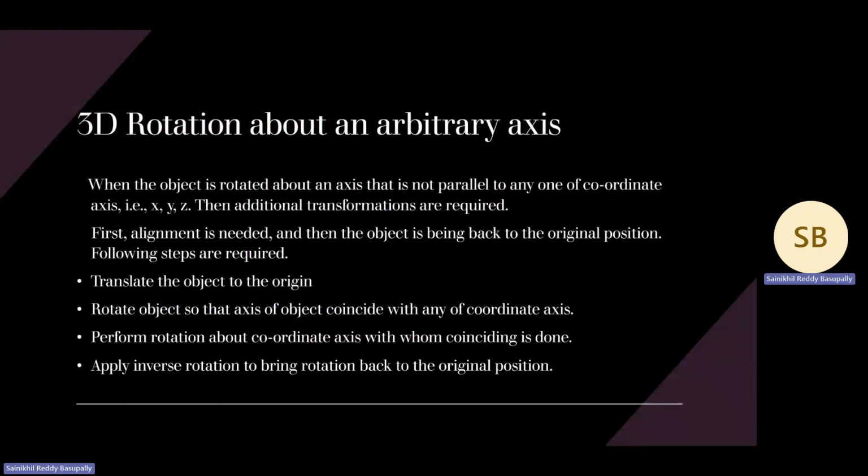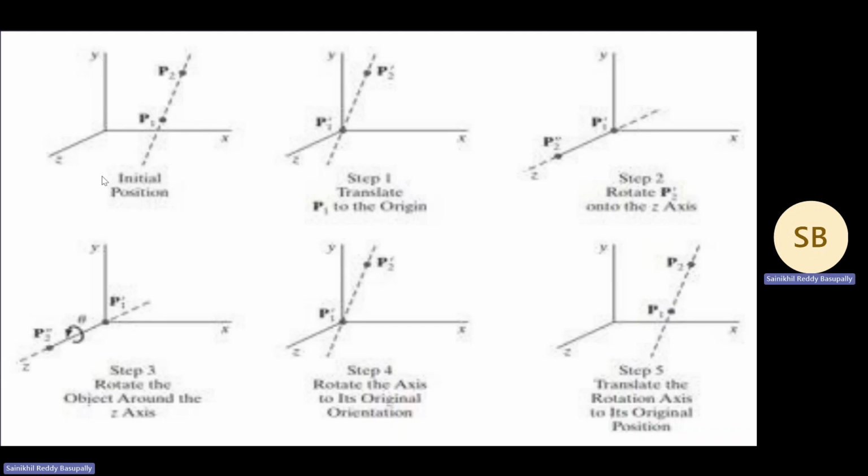And also, we can rotate an object around an arbitrary axis. When the object is rotated about an axis that is not parallel to any one of the coordinate axes, additional transformations are required. First, we need to align the object, and then the object is brought back to its original position. We need to follow a few steps here. To rotate an object around an arbitrary axis, first translate the object to the origin. As we can see in the first picture here, we need to translate this object to the origin in step 1.